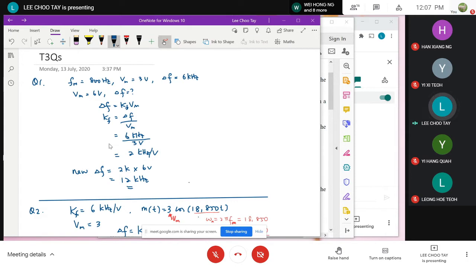So in this case, when we have a new Vm, which is 6 volt now, we need to find what is the new delta f, the new deviation. So basically, again, make use of this equation. It's just Kf times Vm, which is 12 kilohertz. All right, the unit of measurement for frequency deviation is always in hertz. So in this case, because it's in K, it's just 12K. Okay, you may want to take this down first before I move on to question 2. Let me know when you're finished.